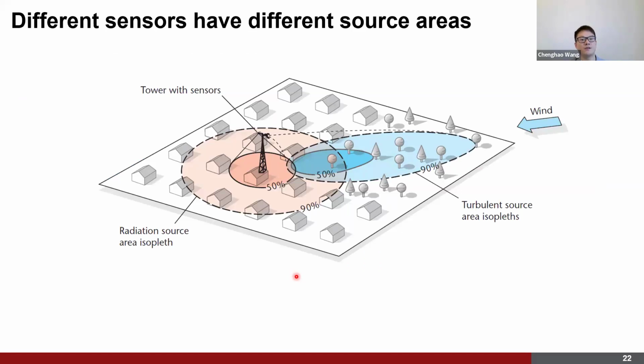So now we know how different sensors can have different source areas. Turbulent source areas have this typical elliptical shape, while radiation source area, if it is facing downward, has this more regular shape. So if we have a flux tower set up in an urban neighborhood, there's a source area mismatch between the turbulent heat flux measurements and radiation measurements. We're sensing signals from different portions of this neighborhood. This is actually one of the reasons why we cannot really achieve surface energy balance closure in the field.